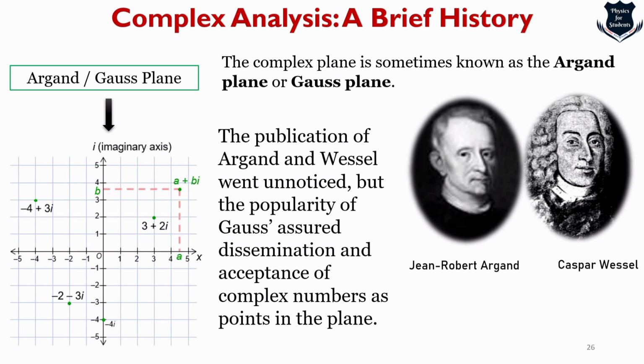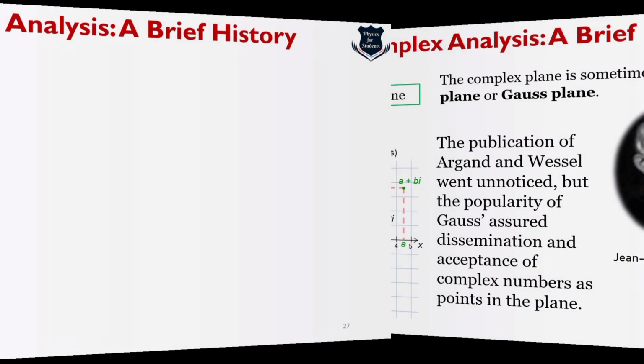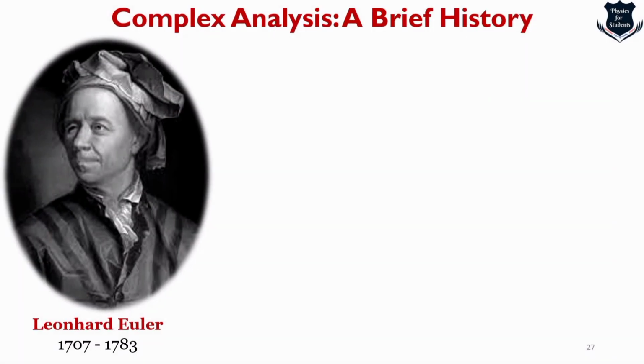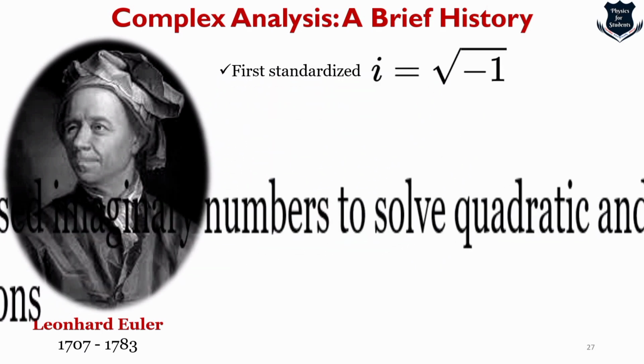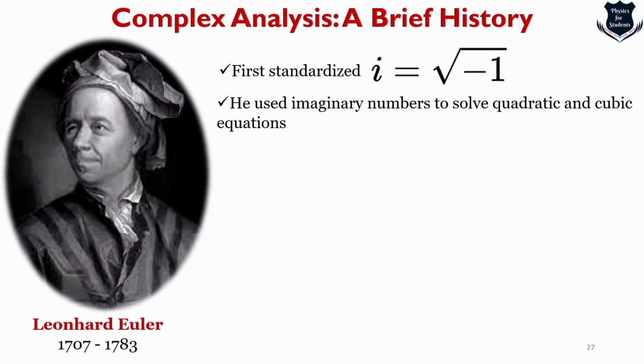I have not mentioned it here, but you may know that this bold C is how we denote the complex plane today. Leonhard Euler standardized the notation i equals the square root of -1 and used imaginary numbers to solve quadratic and cubic equations, in spite of the fact that he was still suspicious of these numbers.